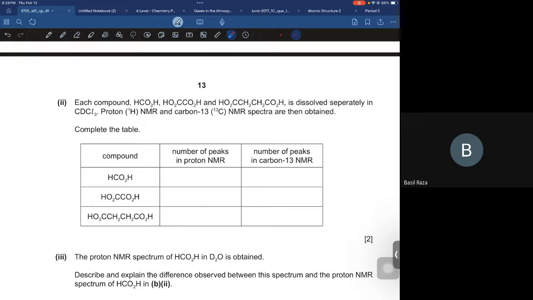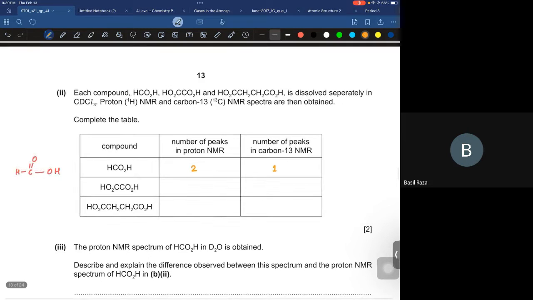So, the number of peaks in proton NMR. Proton means we are going to consider the number of hydrogens. So it's the simplest carboxylic acid. I can see the two protons, so I will say that the number of peaks would be 2. And in the carbon-13 NMR, there is only one carbon atom, so you will see only one peak.